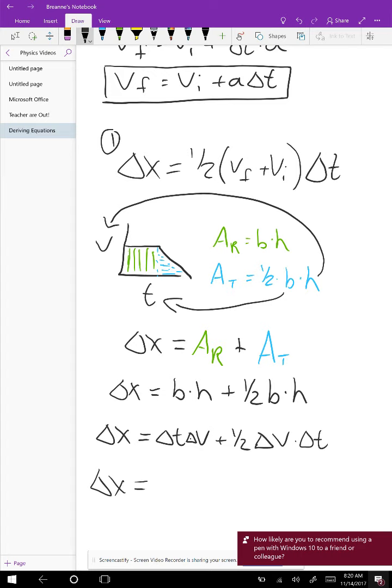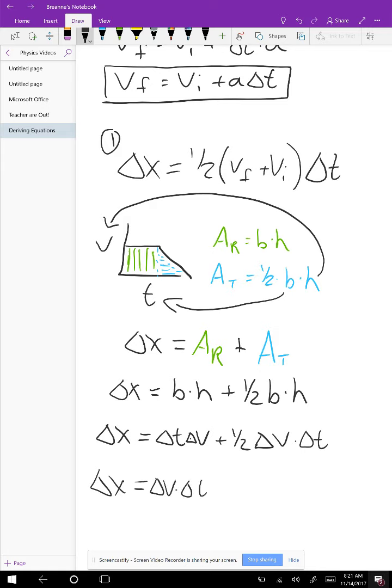So we leave our delta t alone, and most of the time we have a velocity in front of our change in time. So we end up having a velocity times delta t plus 1/2, and we can break our change in velocity into final minus initial, times delta t.